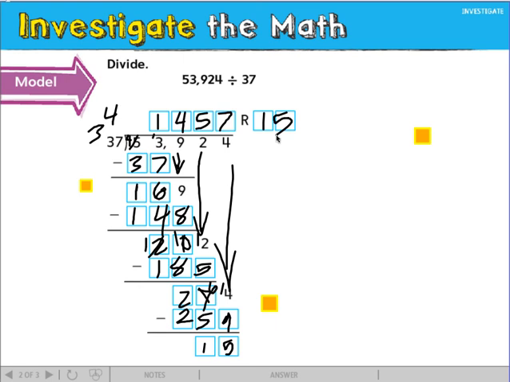Okay? It's a long process. It's a long process because there's big numbers. It's not a long process because it's difficult.